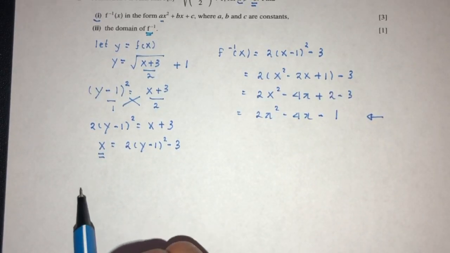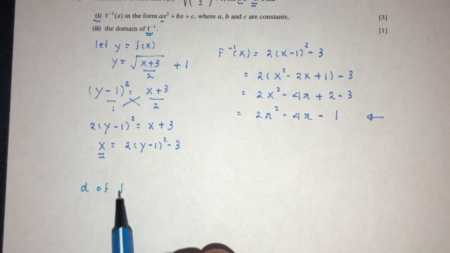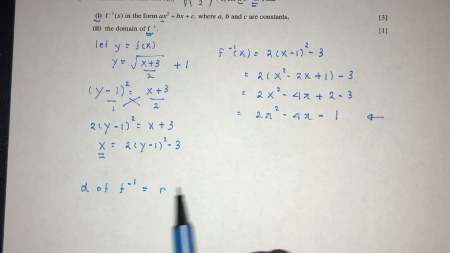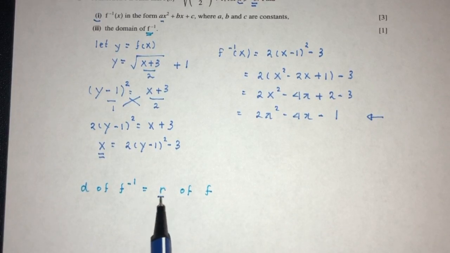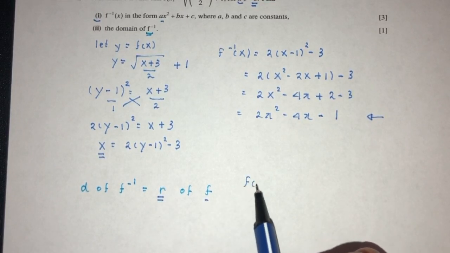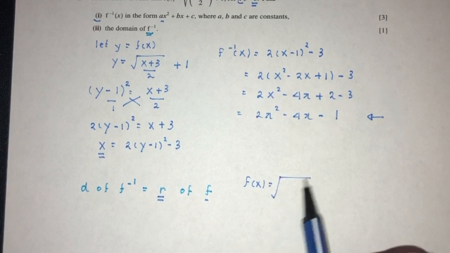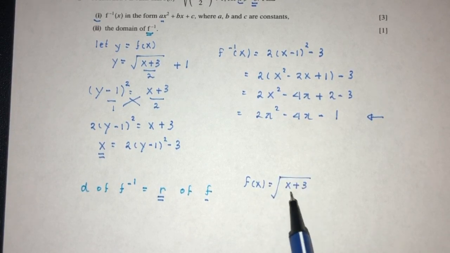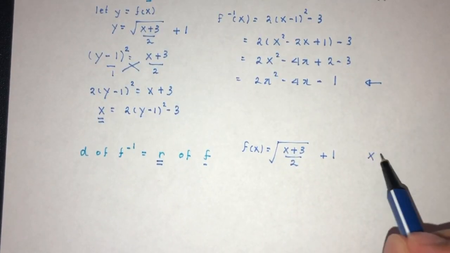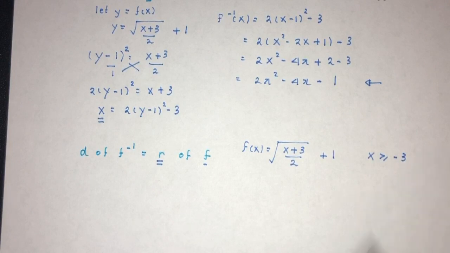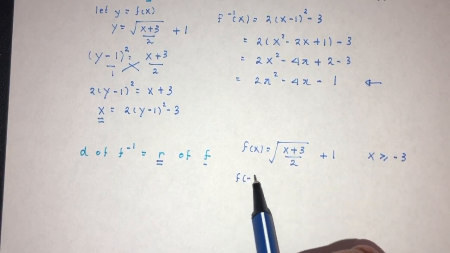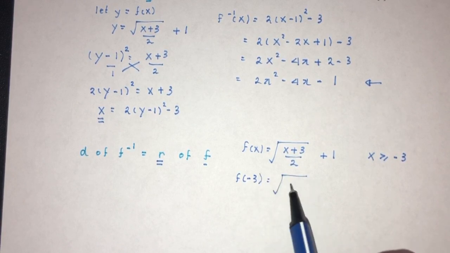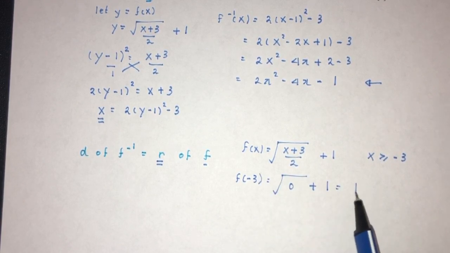So to find the domain of f inverse, we have to look at the range of f. Right. Now to look at the range of f, we know f of x was given to you by root of (x plus 3) over 2, plus 1, for the values of x more than or equal to minus 3. Now what if x takes the minimum value here, minus 3? What happens? That should be 0 plus 1, that should be 1.